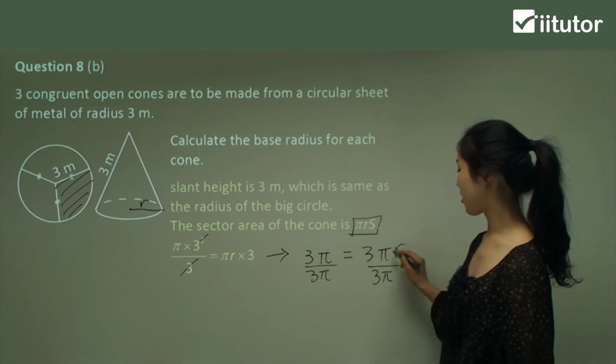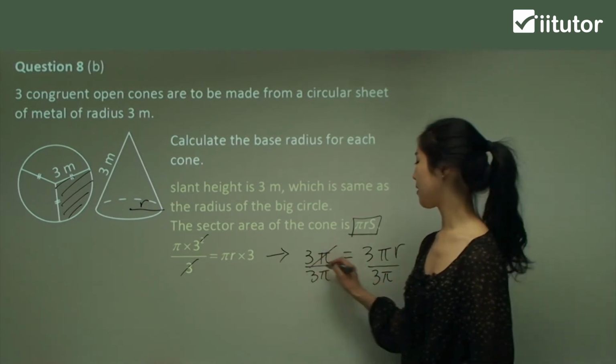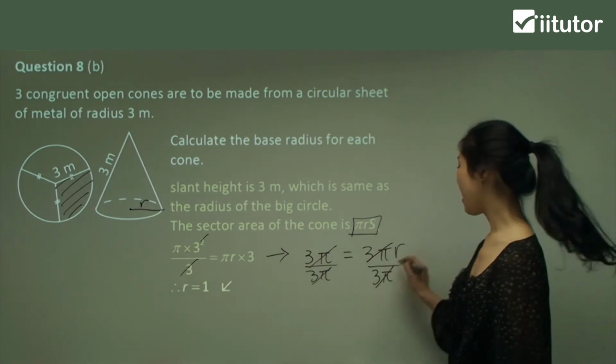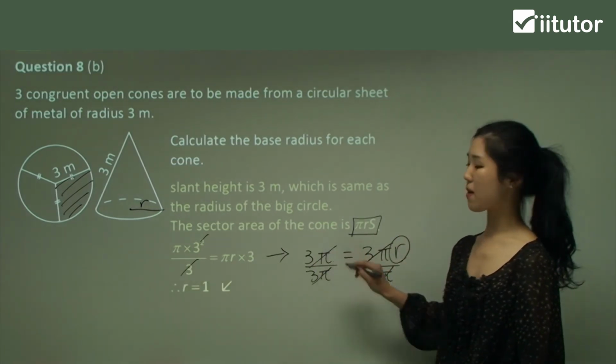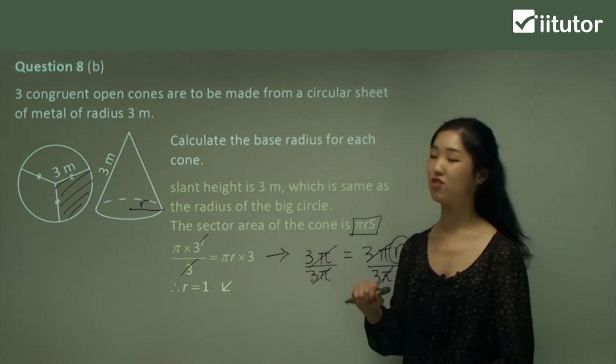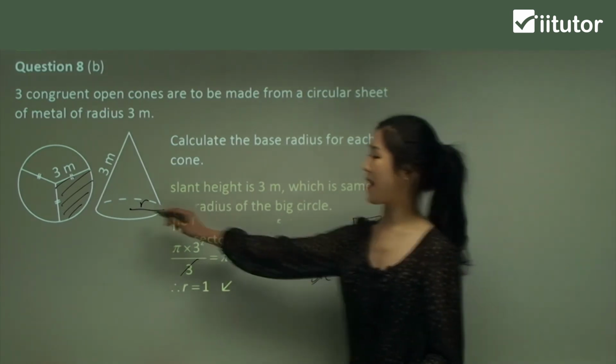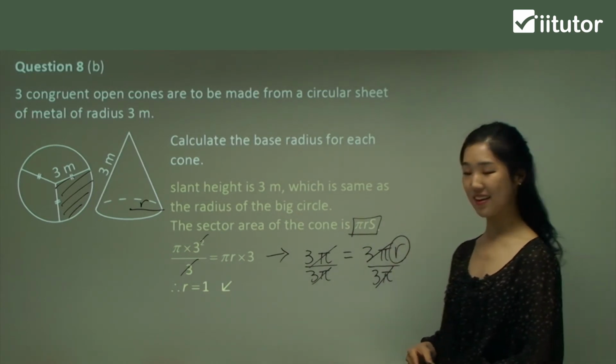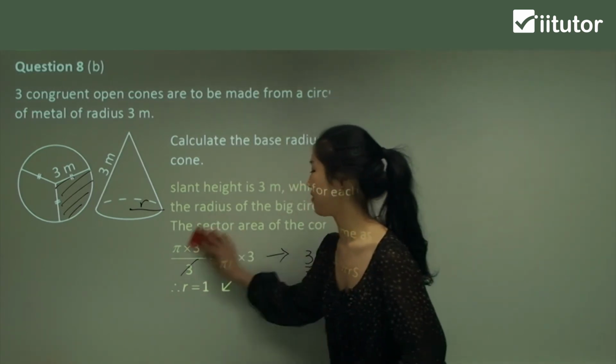In order to calculate what r is, I would cancel that and I would cancel that. So r is simply just 1. Okay, r is left on this side, and 3 pi divided by 3 pi is just 1. So the radius of the base, that r, is simply 1. So how easy was that? Have a look. I'll rub this out for you.